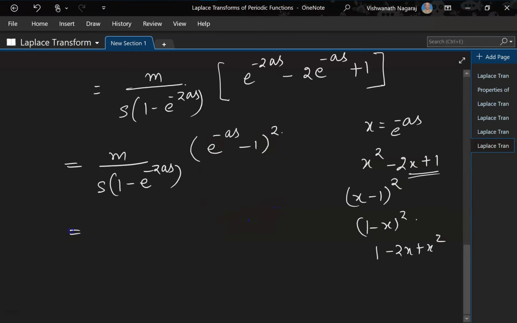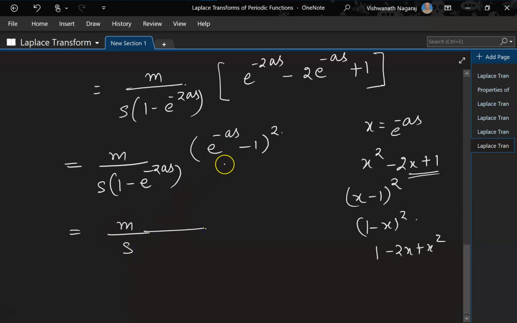Now if you notice, in the denominator we have 1 minus e to the power of minus 2as, in the numerator we have e to the power of minus as minus 1 squared, and there are differences, but you somehow get the feeling that some kind of manipulation can be done with respect to these two. So they should be in the same order. So m by s.